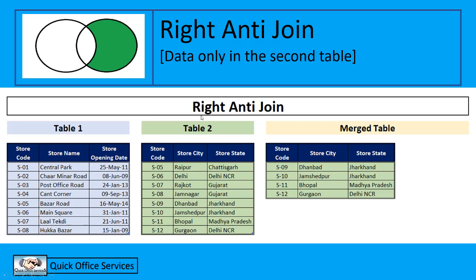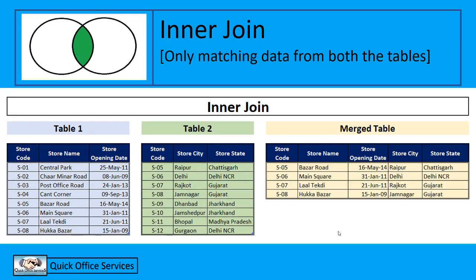Where only table 2 data will appear. So here only store numbers 9 to 12 will appear, and others will not be included in your merged table. And the last type of join is inner join.